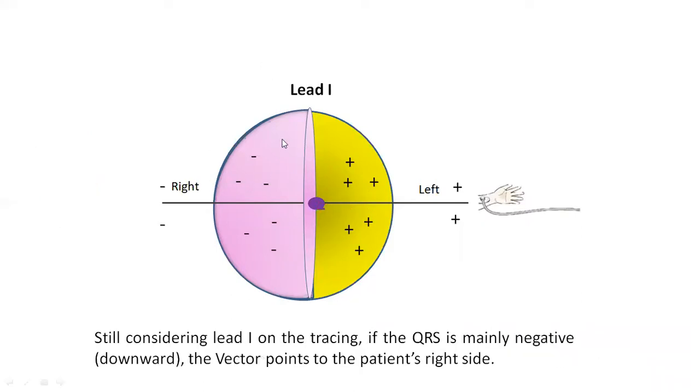Now still we are considering lead 1. Suppose in the ECG, the QRS is mainly negative. Earlier we considered this ECG as positive. Now this is negative, lead 1. Negative means which side will it be? The vector should point to the patient's right side. Earlier, when the QRS was positive, it was in the yellow zone. Now the QRS is negative, so it will be in the pink zone.